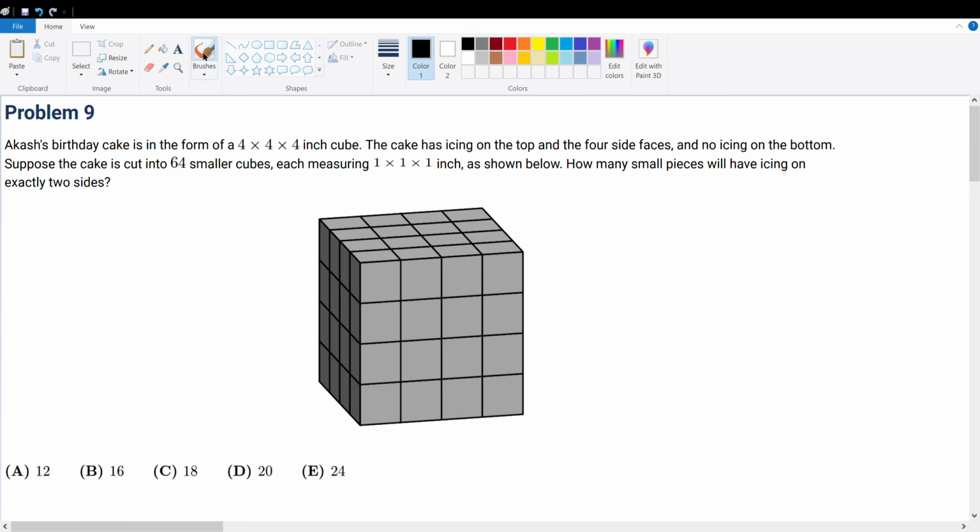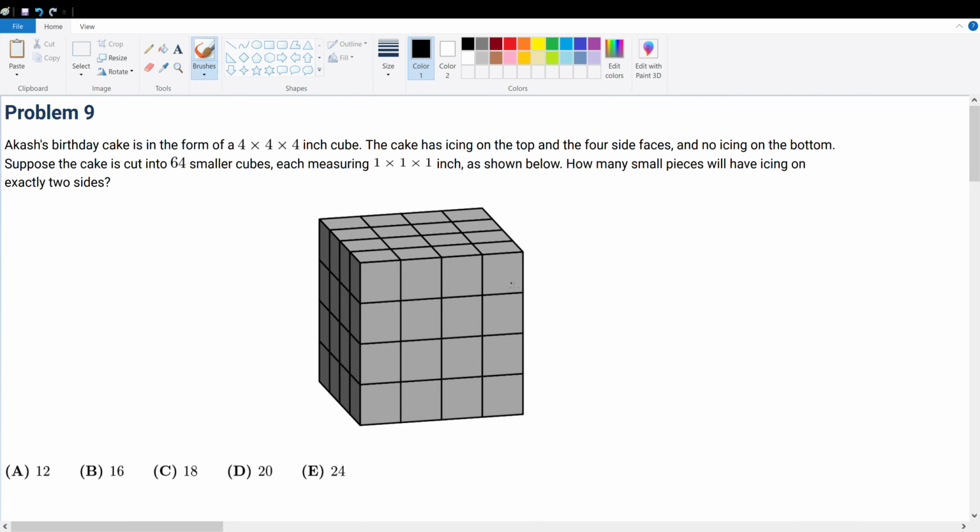Problem 9. Akash's birthday cake is in the form of a 4x4x4 inch cube. The cake has icing on the top and the four side faces and no icing on the bottom. Suppose the cake is cut into 64 smaller cubes, each measuring 1x1x1, as shown below. How many smaller pieces will have icing on exactly two sides?